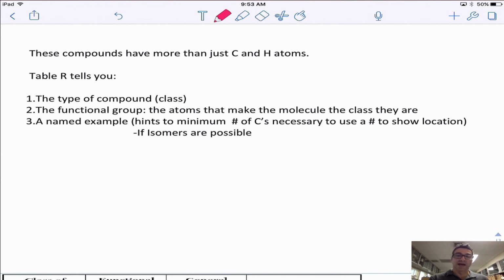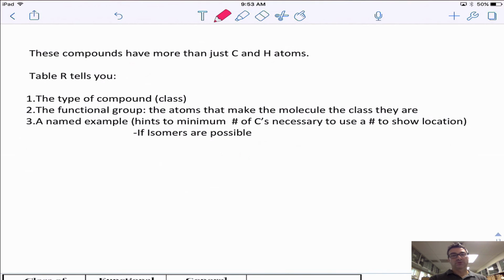So an OH would be an alcohol. A C double bond O, OH would be an acid. And so you'll see this. I'll show you the table in a couple of seconds. That is also shown in the table, and also a named example. And what I love about the named examples is that some of them have numbers, and those numbers are not there by accident. They are actually telling you the number of carbon atoms when you need to start numbering. And we'll get into that, I'll show you. But think about that. It tells you when to start numbering.